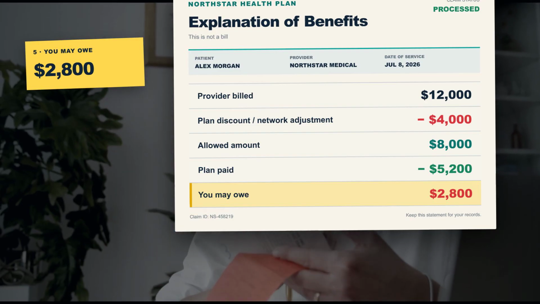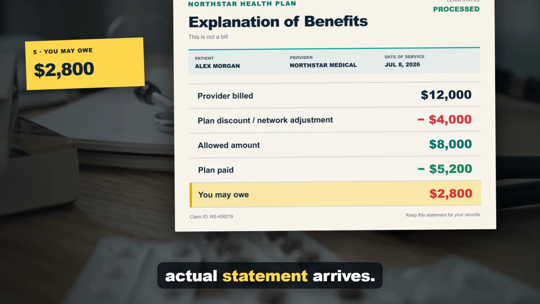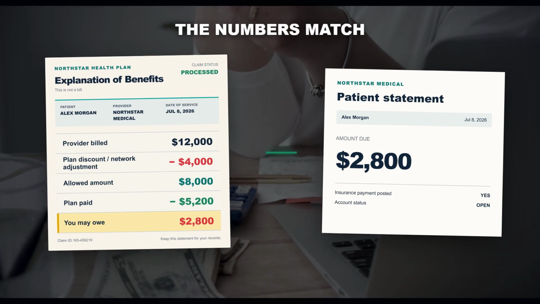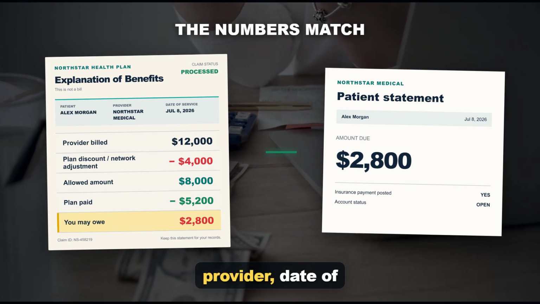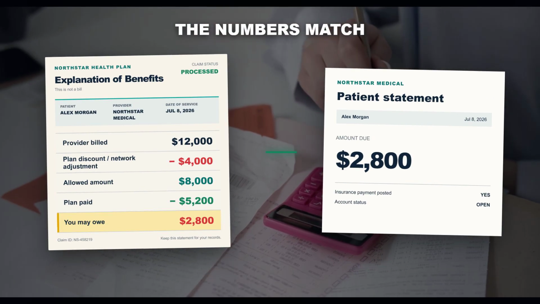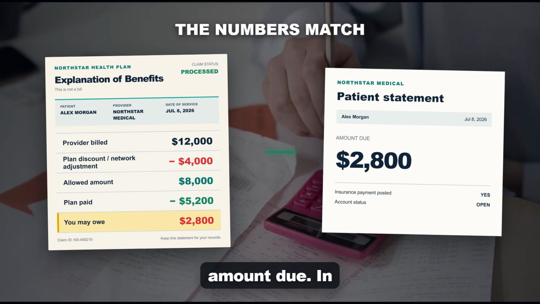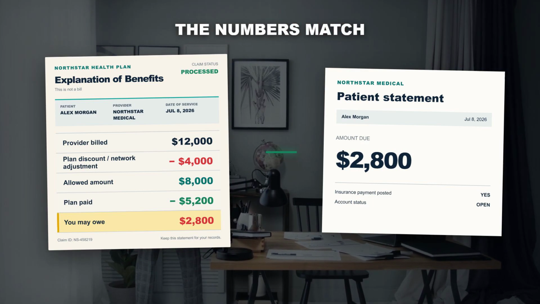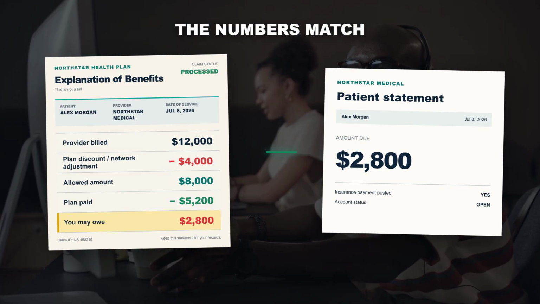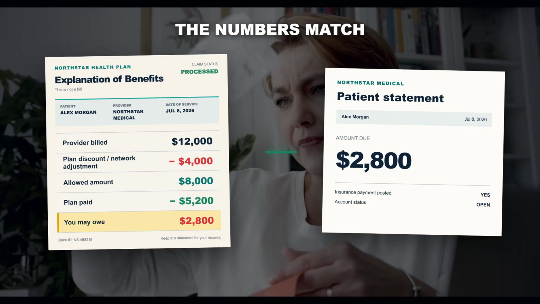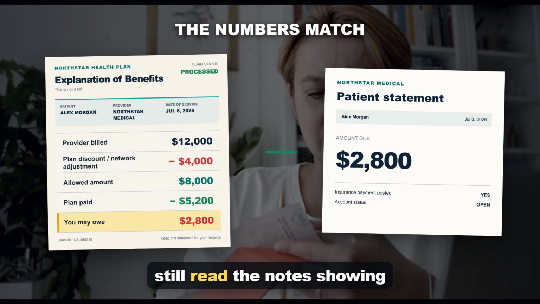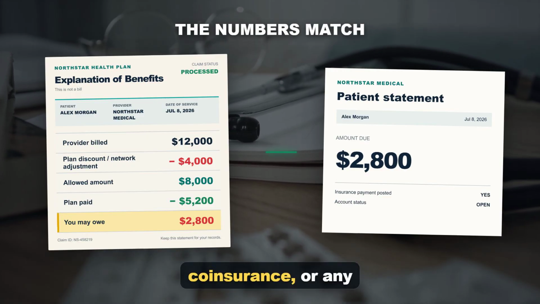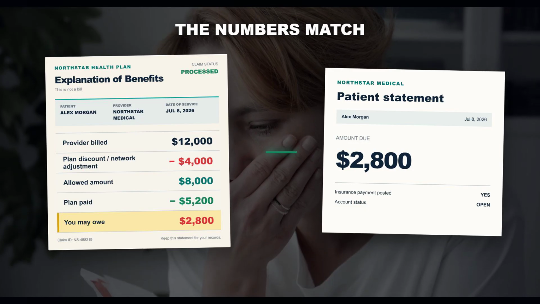The most important check is what happens when the provider's actual statement arrives. Place the provider bill next to the EOB. Check the patient's name, provider, date of service, claim number, and total amount due. In this example, the EOB says you may owe $2,800. If the provider bill also asks for $2,800, the totals match. You should still read the notes showing how much was assigned to the deductible, copay, coinsurance, or any non-covered service.